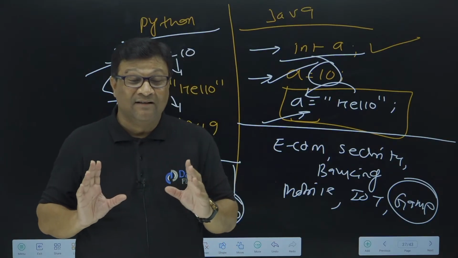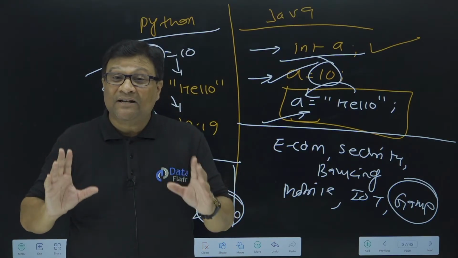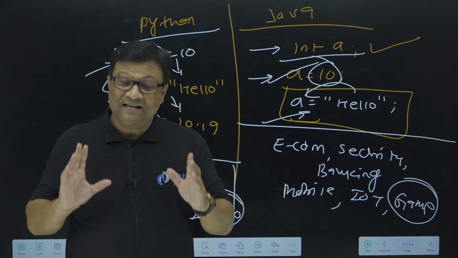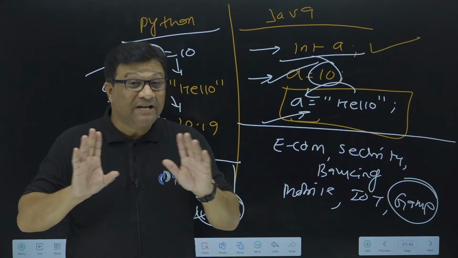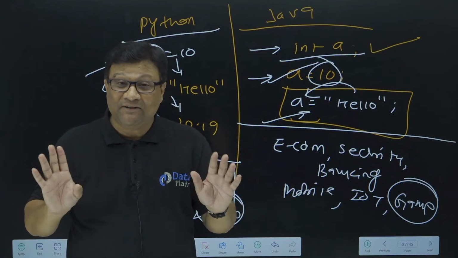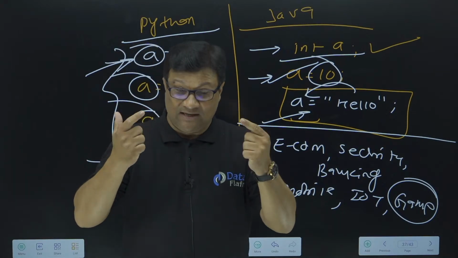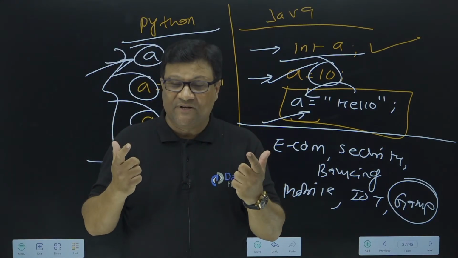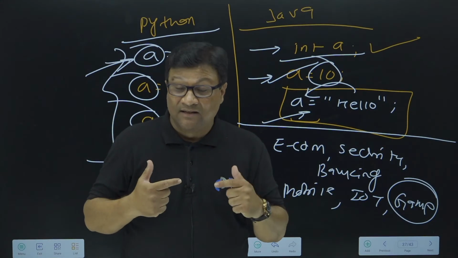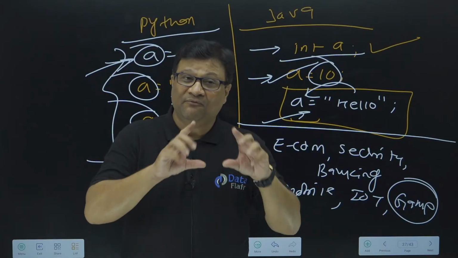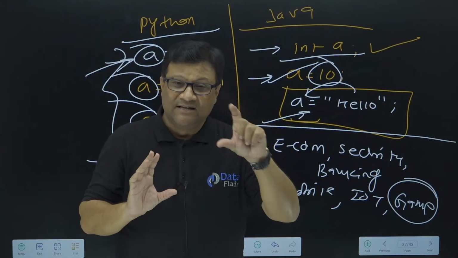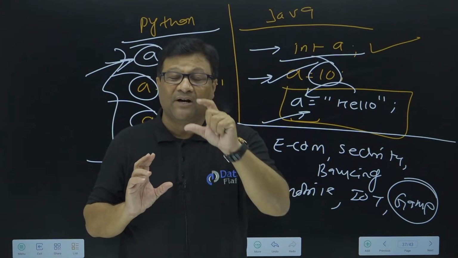And one thing: Java is platform independent, but JVM is not platform independent. Once you go to the official website of Java to download the Java setup, you will find JDK for Linux, JDK for Windows, JDK for iOS.